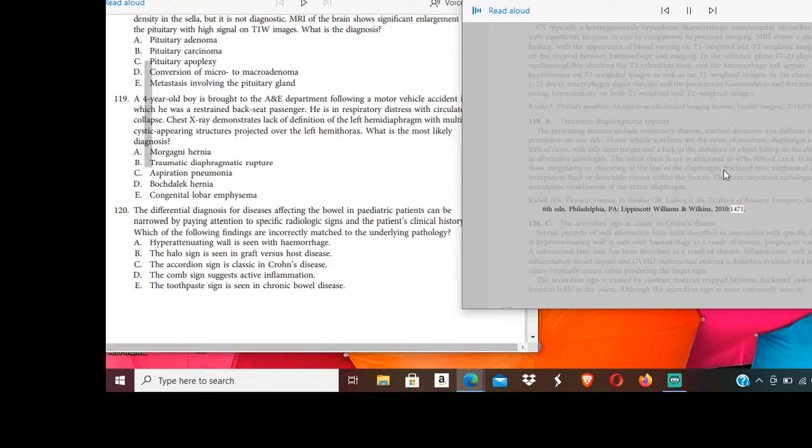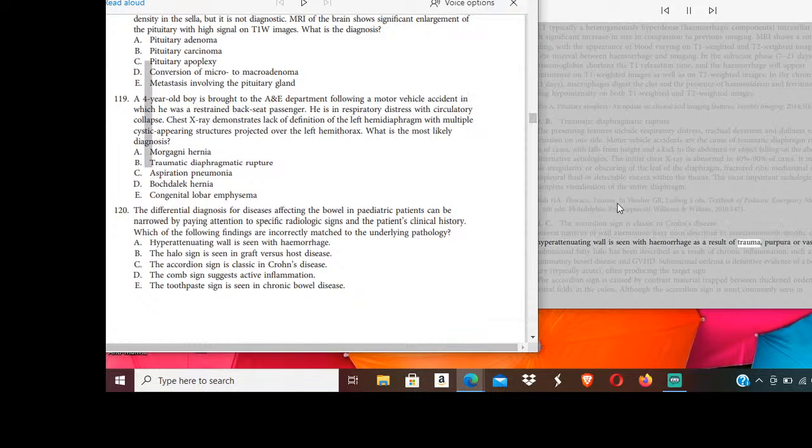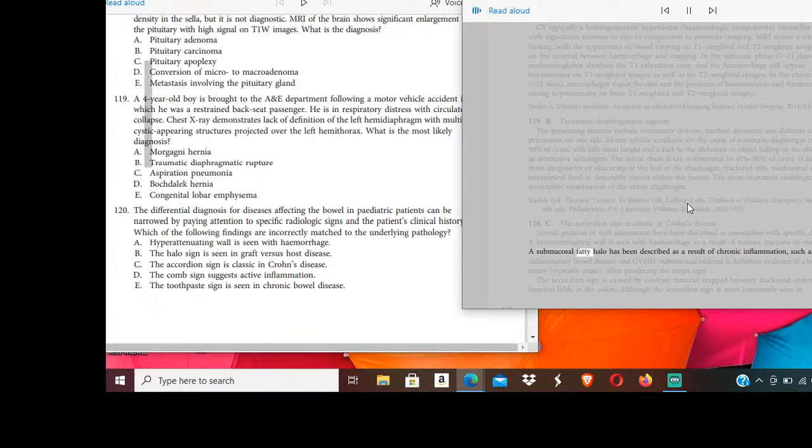120. C. The accordion sign is classic in Crohn's disease. Several patterns of wall attenuation have been described in association with specific diseases. A hyperattenuating wall is seen with hemorrhage as a result of trauma, purpura, or vasculitis. A submucosal fatty halo has been described as a result of chronic inflammation, such as inflammatory bowel disease and GVHD. Submucosal edema is definitive evidence of a bowel wall injury, typically acute, often producing the target sign. The accordion sign is caused by contrast material trapped between thickened edematous haustral folds in the colon.